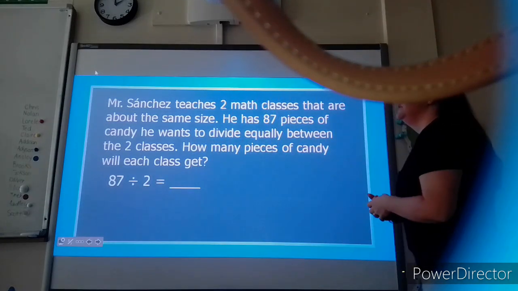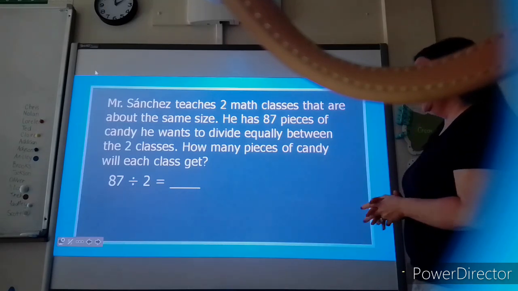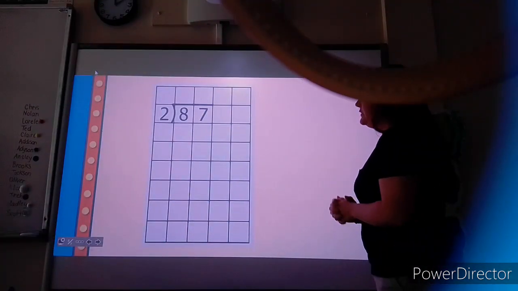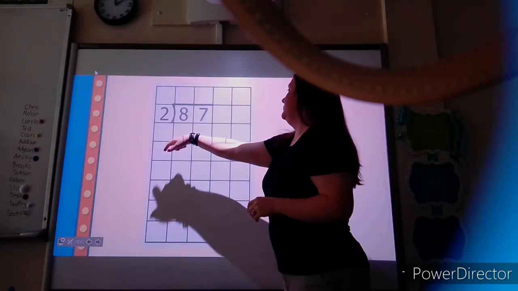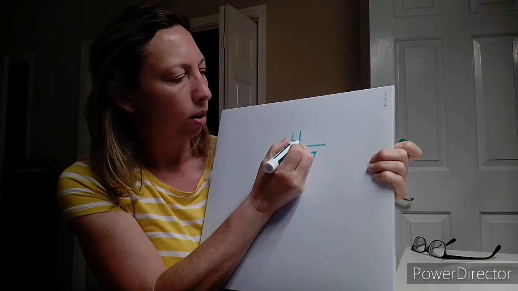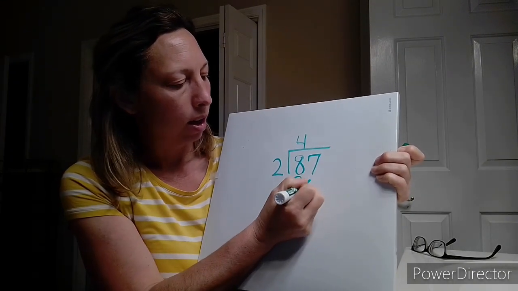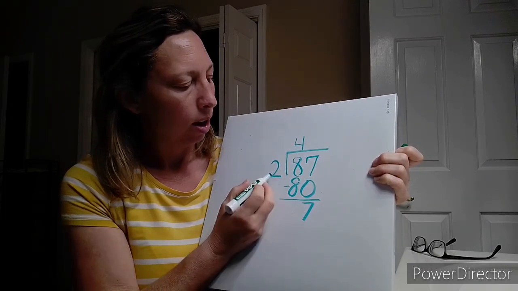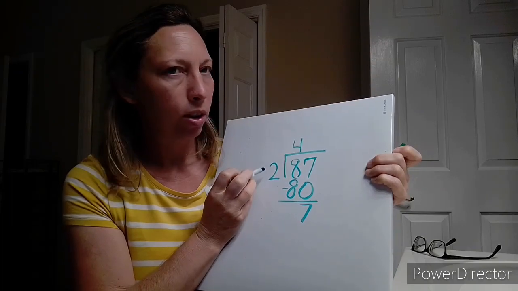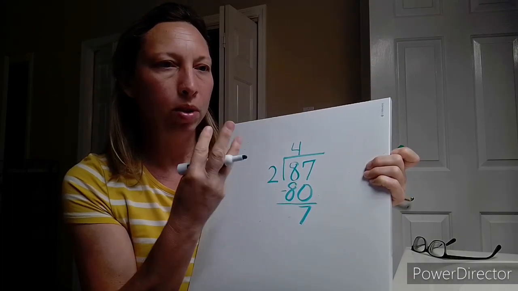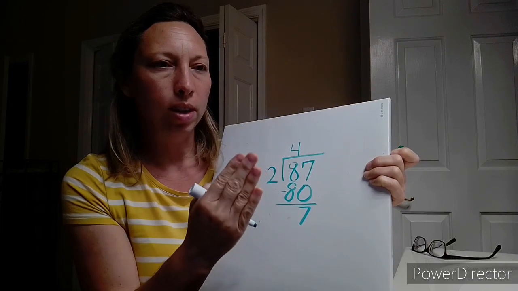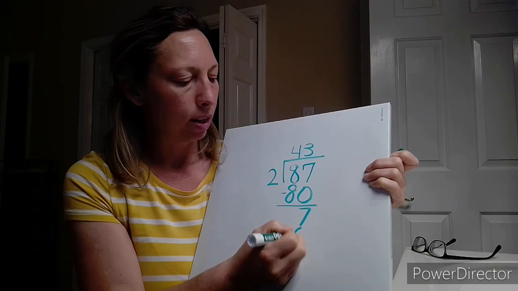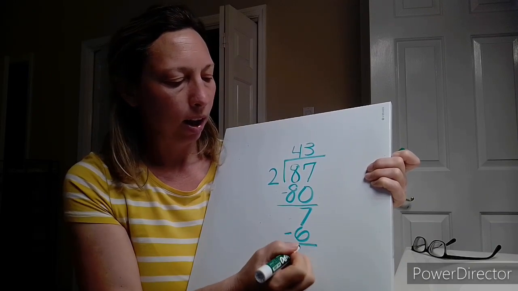So you've got 2 classes, and you've got 87 pieces of candy. So we're going to do 87 divided by 2. You put it in your division frame. You've got your 8 divided by 2 is 4. 4 times 2 is 8. Bring down your 7, subtract 7. Now 2 into 7. I know 2 times 1 is 2, 2 times 2 is 4, 2 times 3 is 6, 2 times 4 is 8. So 4 is too much. I have to go to 3. 2 times 3 is 6. I'm going to subtract, and I get 1.